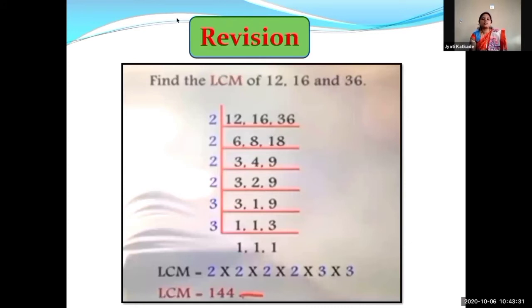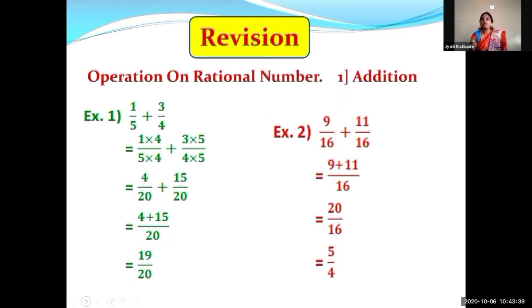Now see the next question. Addition of rational numbers, which we learned in yesterday's lesson. Now see operation on rational numbers, first 1 upon 5 plus 3 upon 4. We studied two types of addition in the previous lesson: rational numbers having different denominators and rational numbers having the same denominator. Now, the first example is rational numbers which have different denominators.